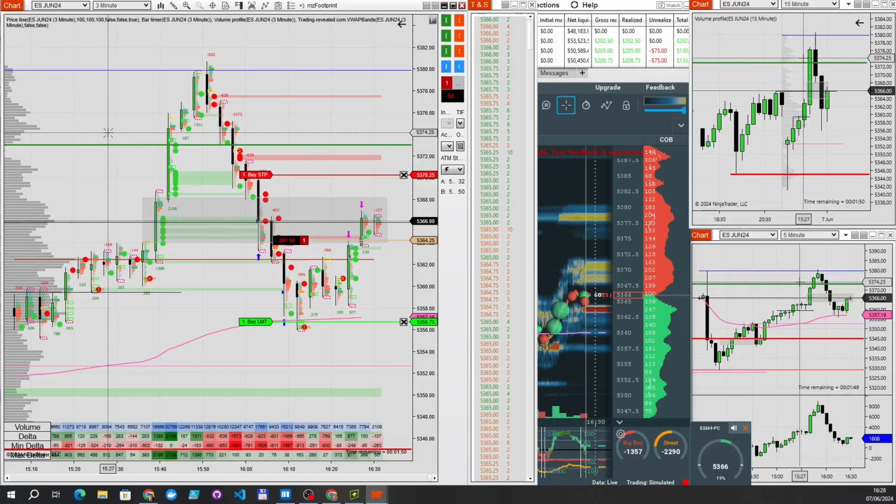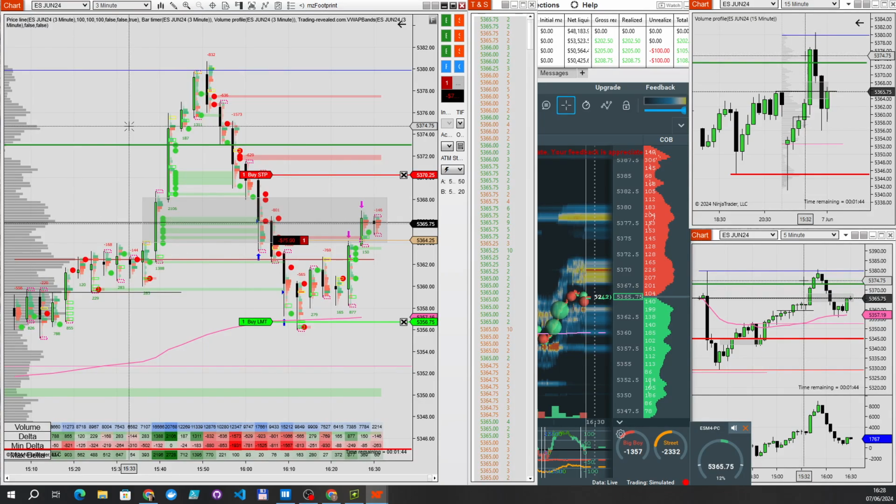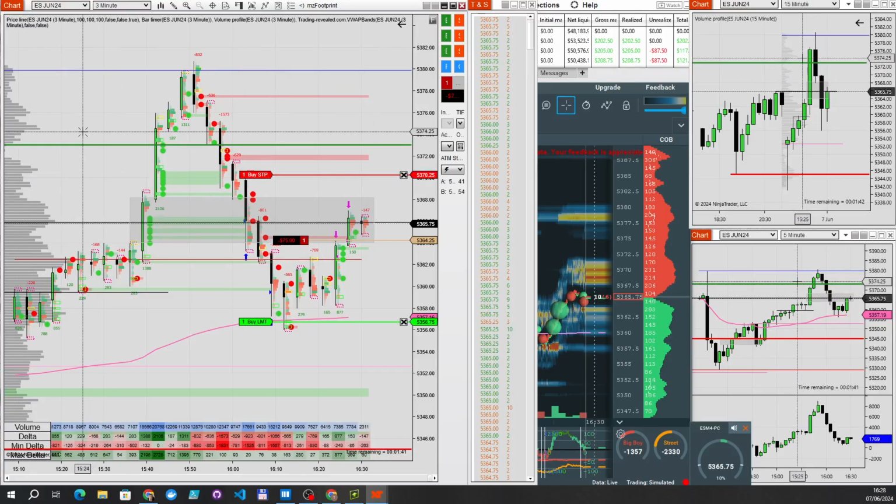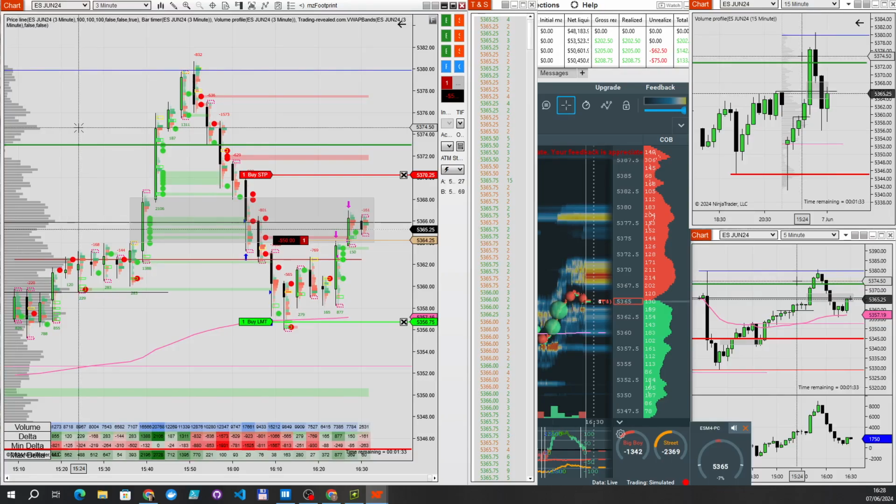Let's see if we can pull and grab all of that and start buying lower. There's no point to squeeze this higher right now, in my opinion. Got 2 more minutes to get and grab that liquidity at the bottom.